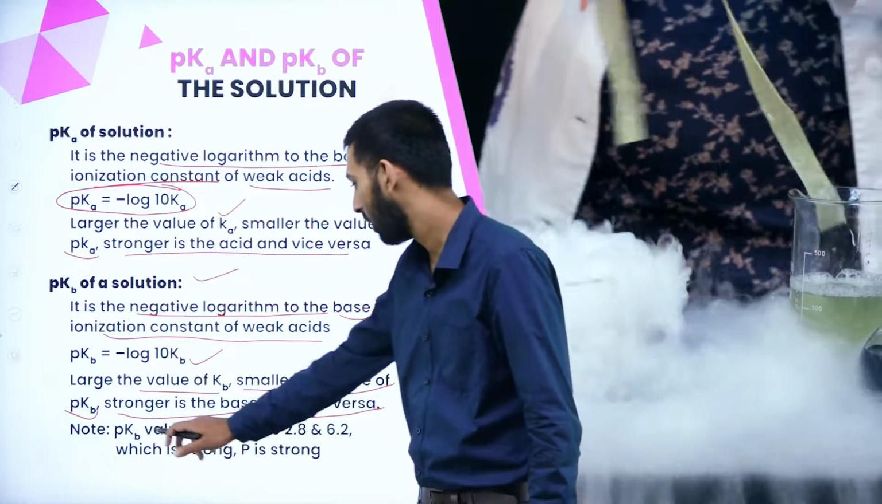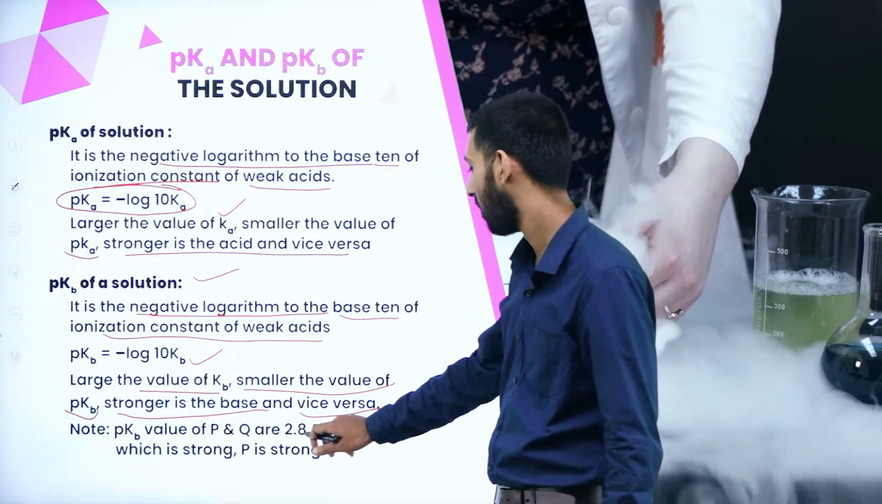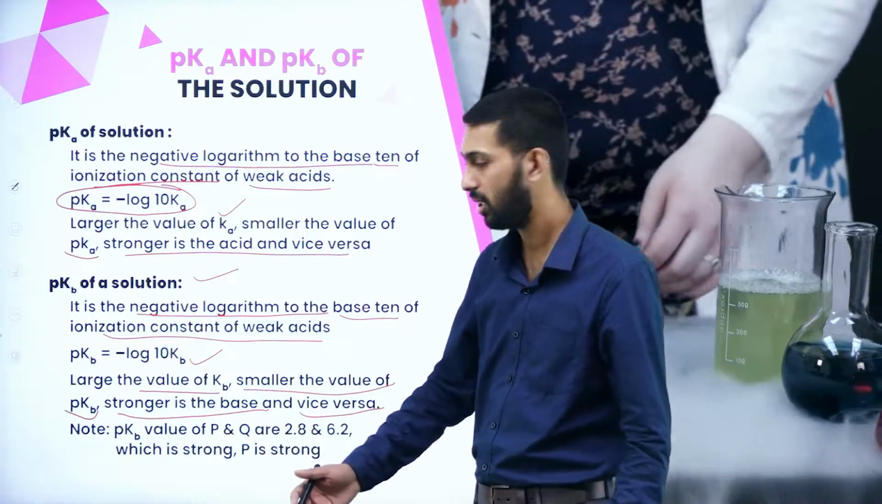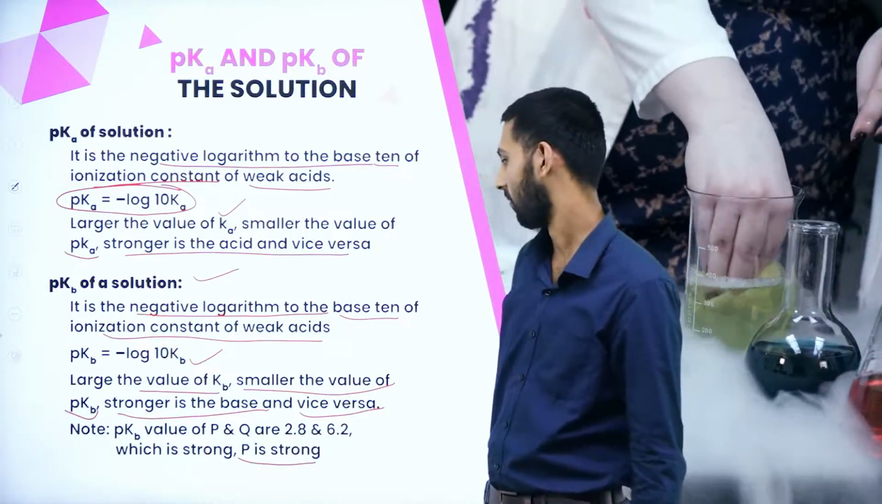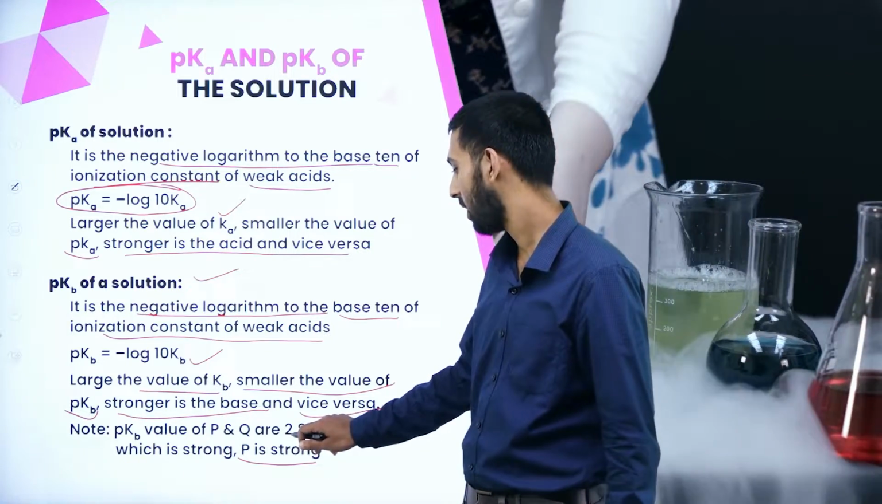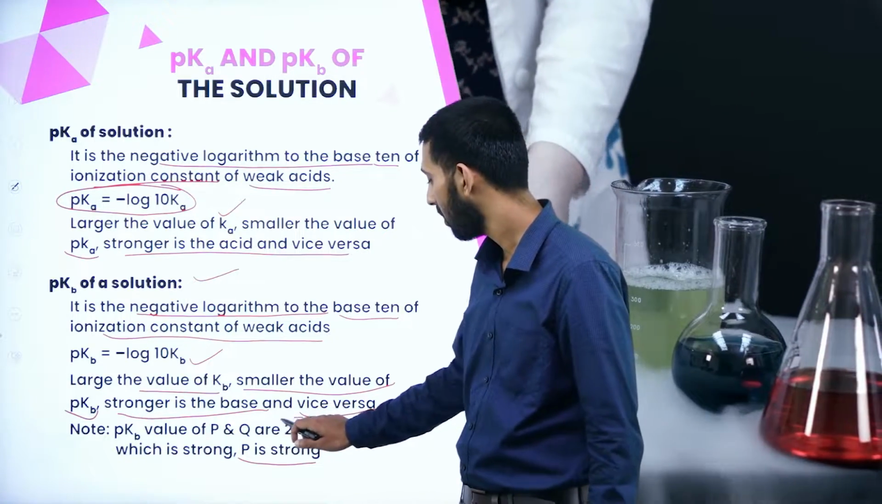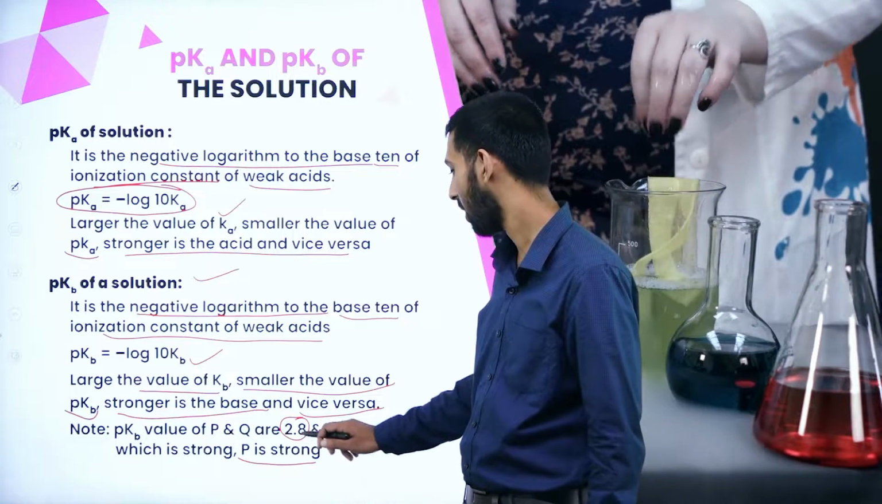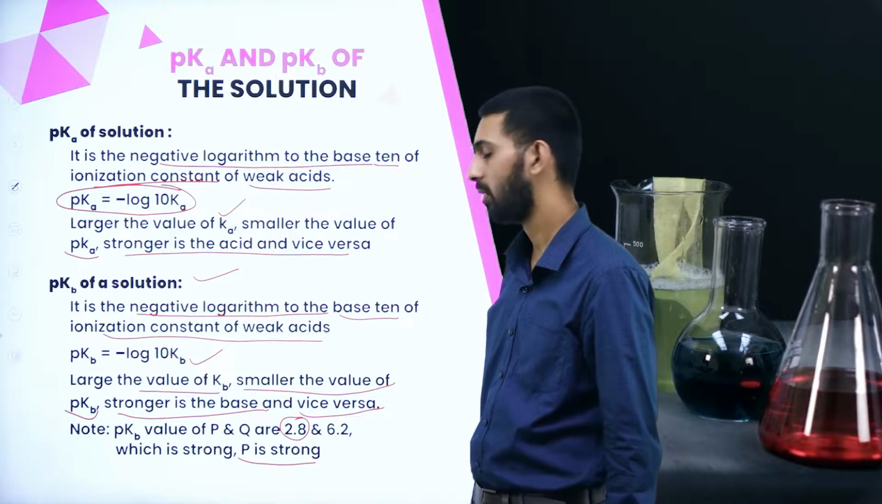See there, the pKb values of P and Q are 2.8 and 6.2. Which is strong here? P is strong. Correct, right? Because the pKb value of P is 2.8 and Q is 6.2.